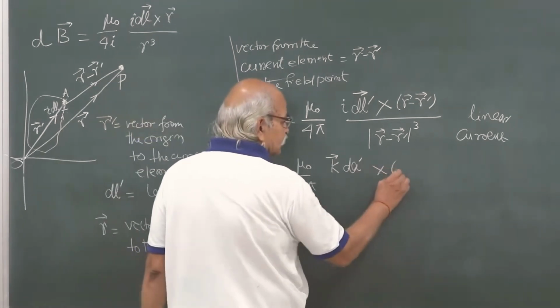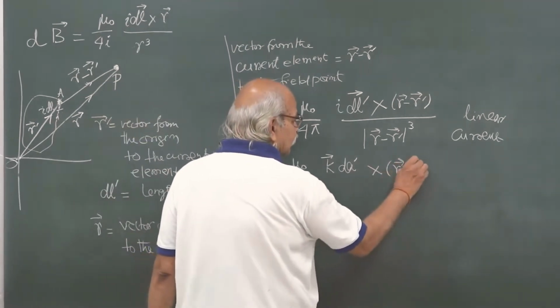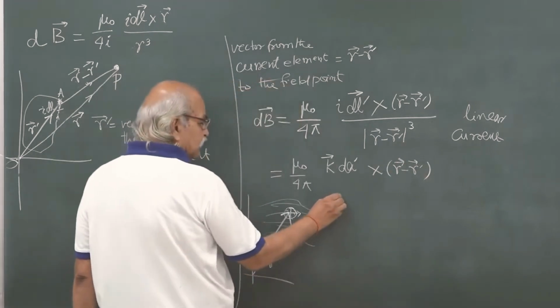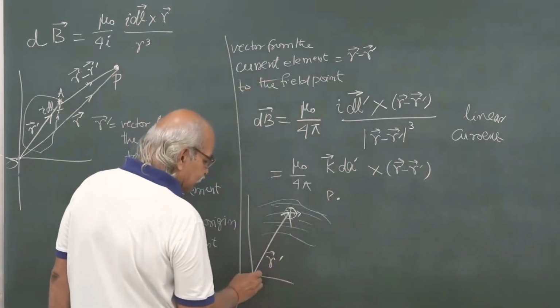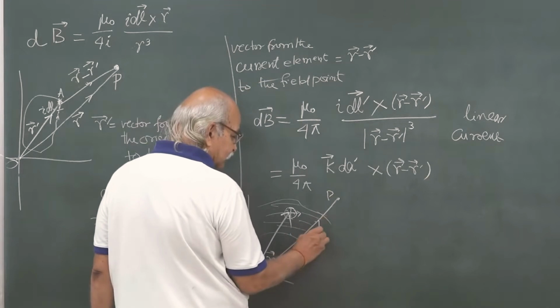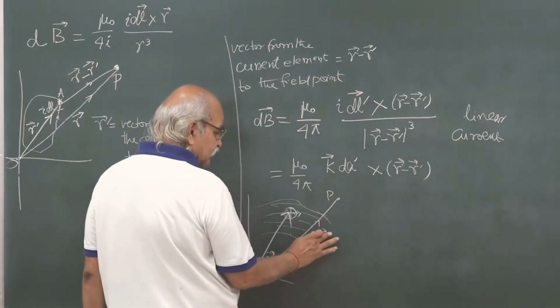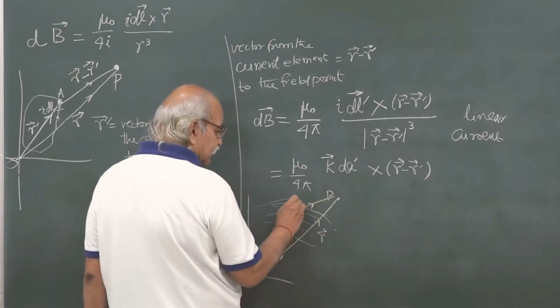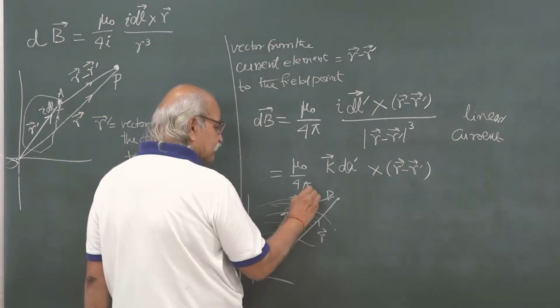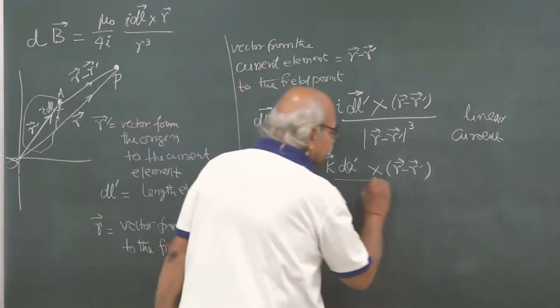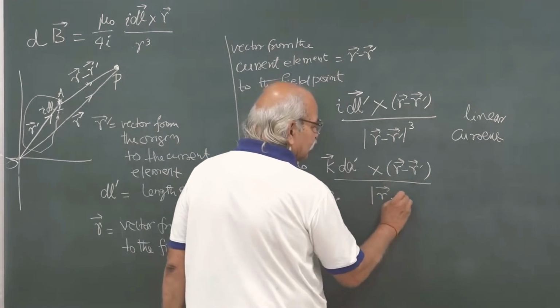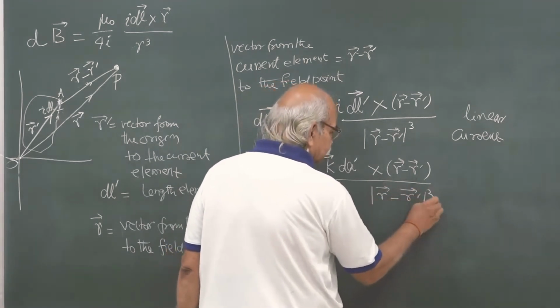That is it, r vector cross (r vector minus r prime vector). You need this magnetic field here, and this vector is r vector, and this vector is r vector minus r prime vector. The remaining geometry is the same, divided by mod of r minus r prime cubed.